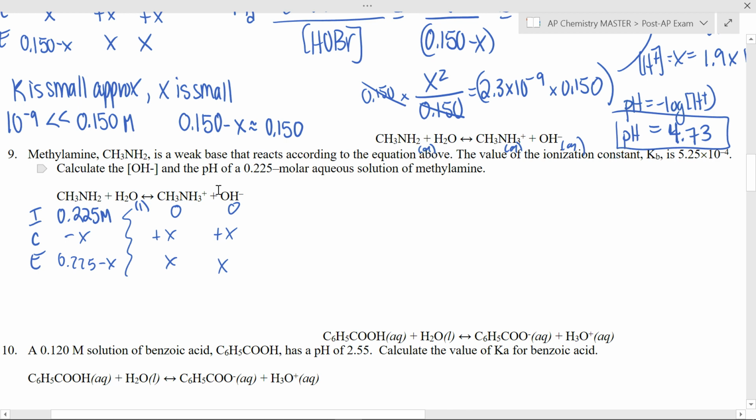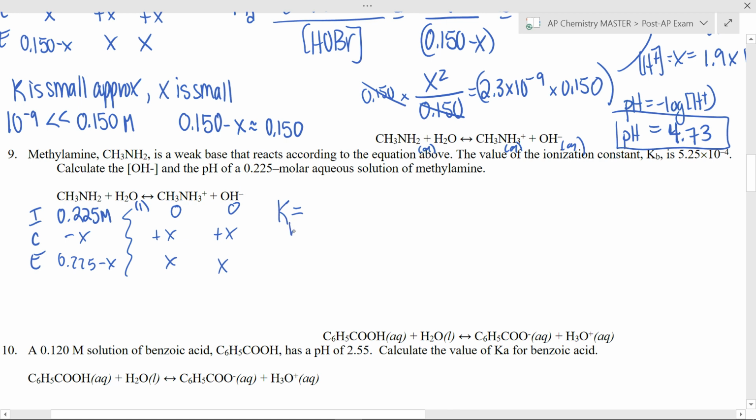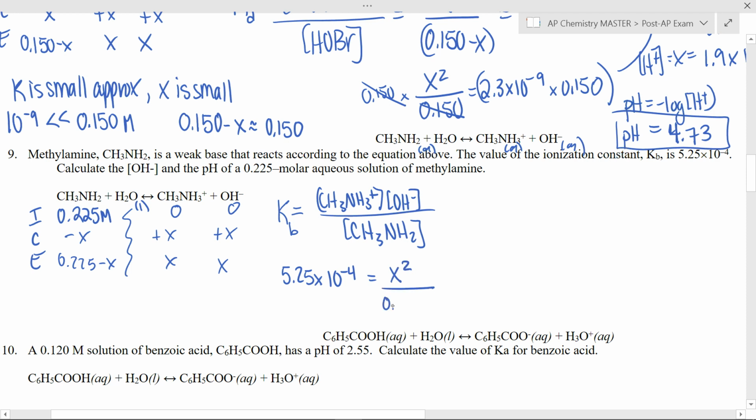And then I can set up my K expression just like I did up here. This time we call it Kb, but the same rules apply. It's just products over reactants. Coefficients become exponents, and you leave out any liquids or solids. So in this case, we leave out water because water is a pure liquid. And then we plug in our values here. So Kb is 5.25 times 10 to the negative 4. The numbers on the top are X, so X times X is X squared. The bottom is 0.225 minus X.